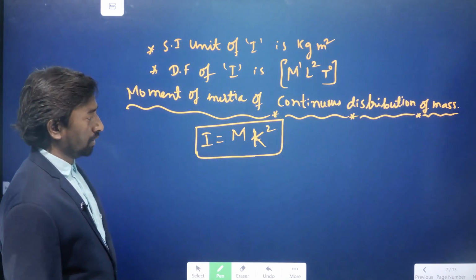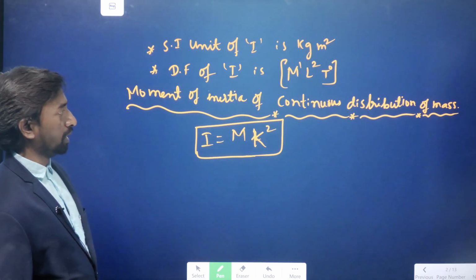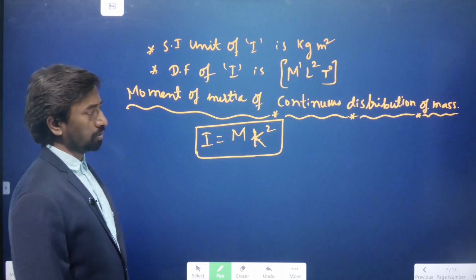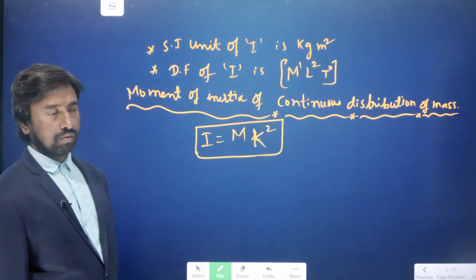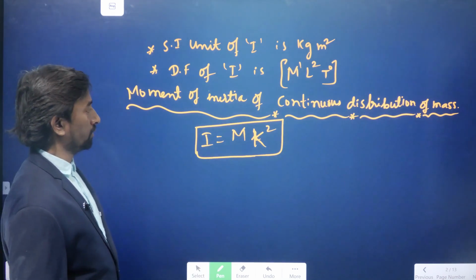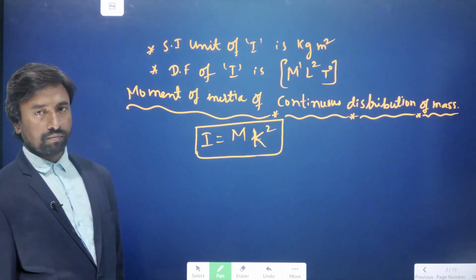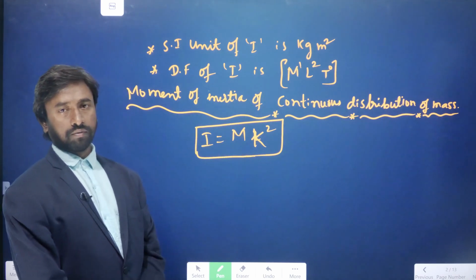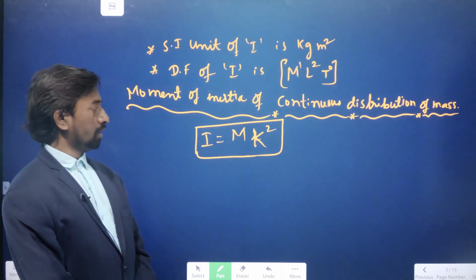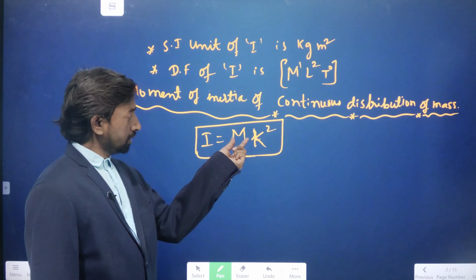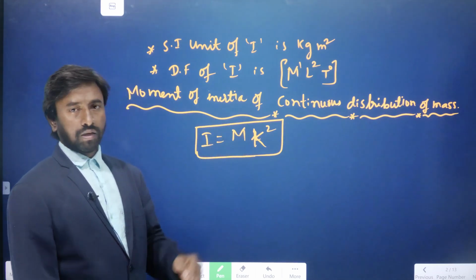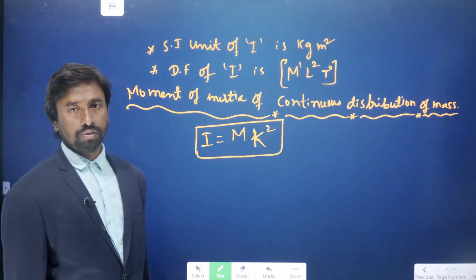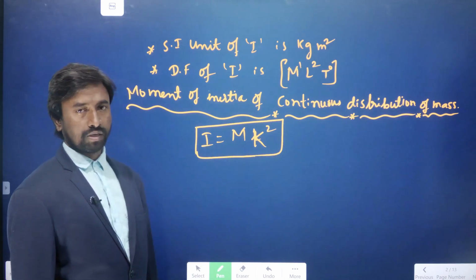But for objects which have mass distributed continuously, whether uniform or non-uniform, a continuous distribution of mass may be present. For that, how can we find the moment of inertia? This moment of inertia will be dependent on mass and the square of the perpendicular distance, and it will depend on the axis of rotation. So based on how much distance the mass is rotating from the axis of rotation, the moment of inertia will be present.